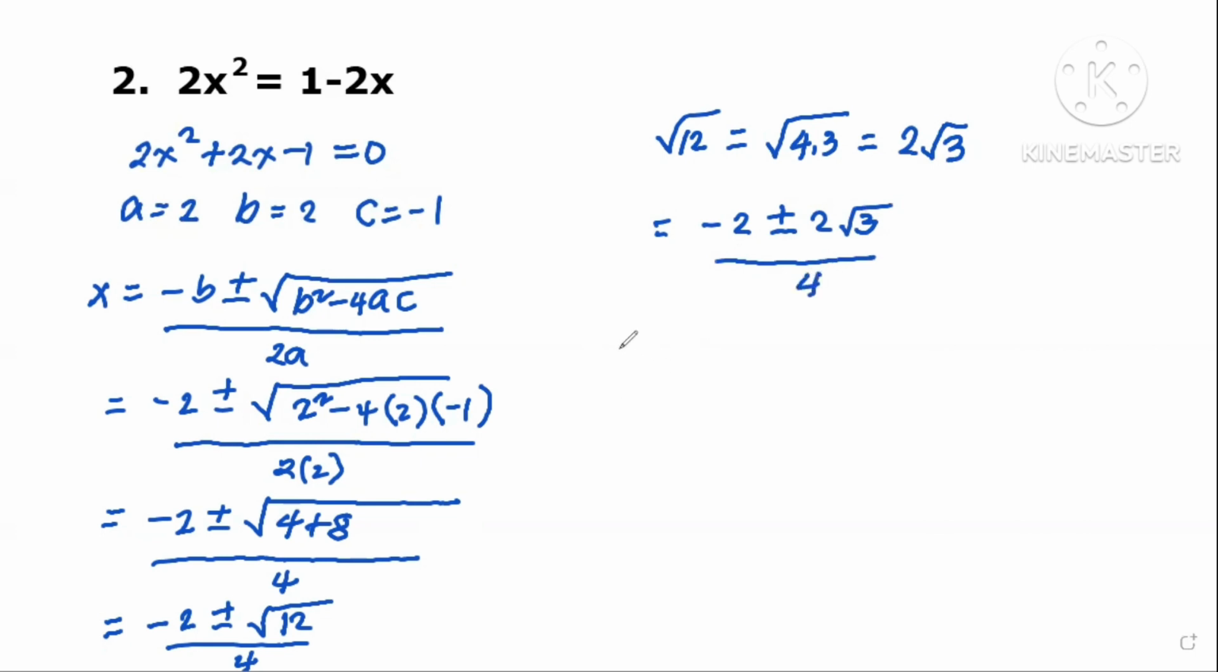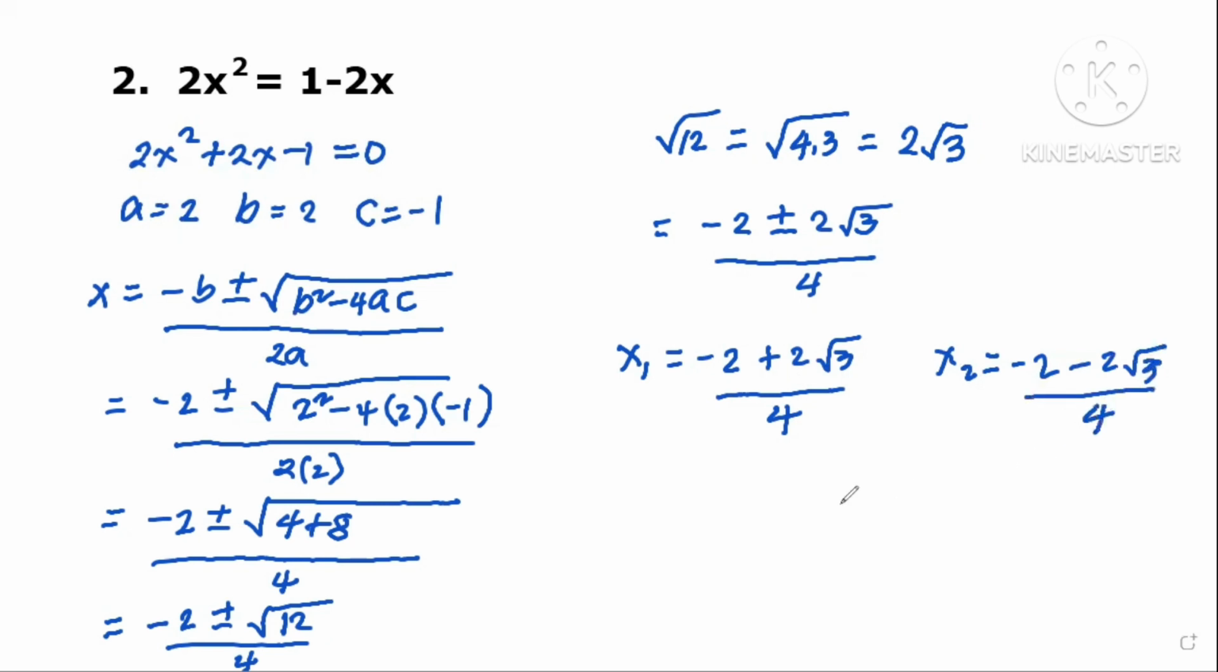So, what are the two solutions? We have x of 1 is equal to negative 2 plus 2 square root of 3 over 4. And the other one is x of 2 is equal to negative 2 minus 2 square root of 3 over 4. Now, is this our final solution? No, not yet. Why? Because this can still be simplified. How do I know that it can? Look at the denominator. The denominator is 4. Then we have 2 here. 4 is divisible by 2.